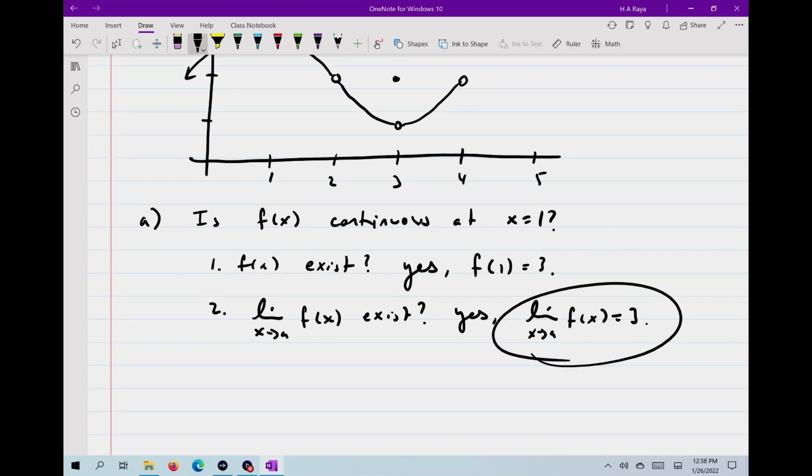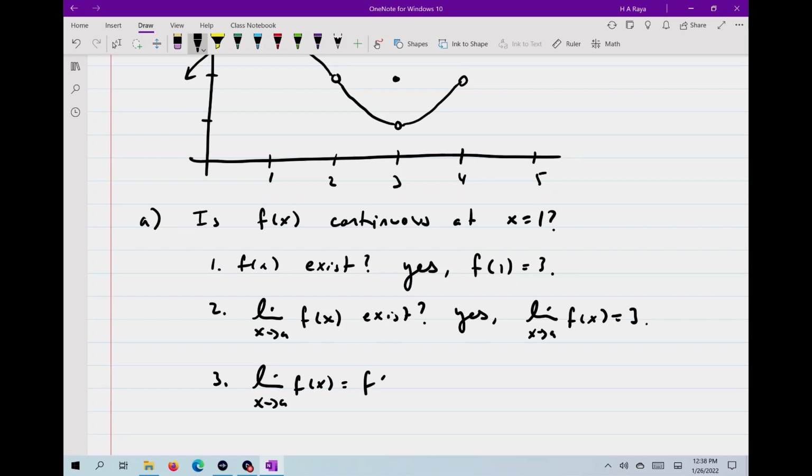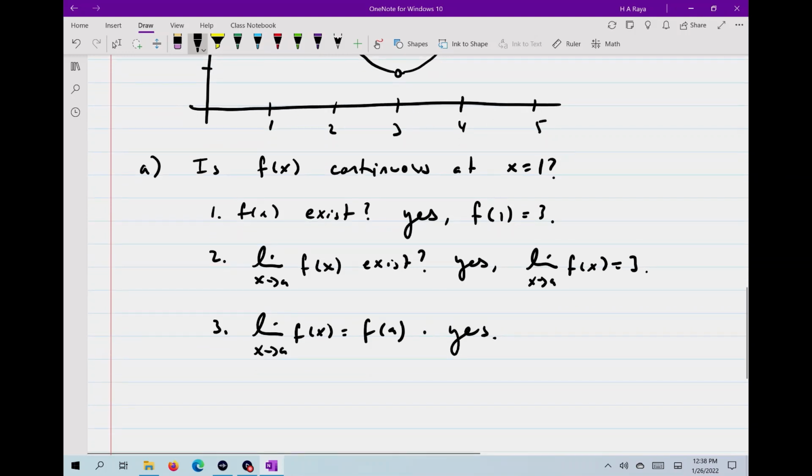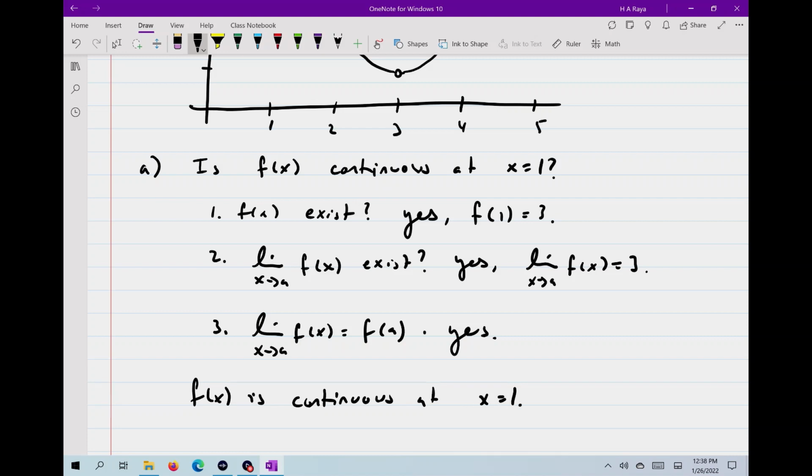In this case, the limit of the function and the value of the function are both the same, so the third criteria is met, that the limit as x goes to a of f of x would be equal to f of a. And again, for the limit, we got 3 from number 2, and for the value of the function, we got 3 from number 1. So yes, we do have that equality holding, and since all three criteria are met, our function is continuous at x equal to 1.